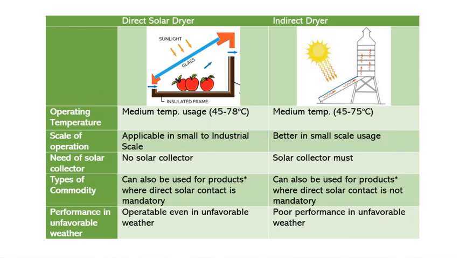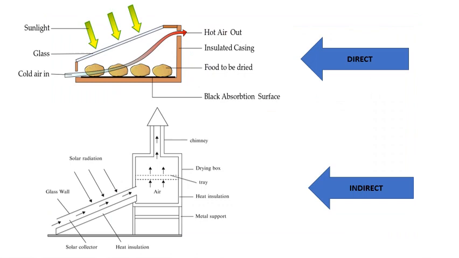So in this, the operation temperature is almost equal, but the efficiency is much higher in the indirect dryer. And there is no solar collector in the direct one, but there is a solar collector in the indirect one, because after collecting the solar energy, it is given to the food product, so it gets dried. These are the pictorial representations of the indirect solar dryer and direct solar dryer.